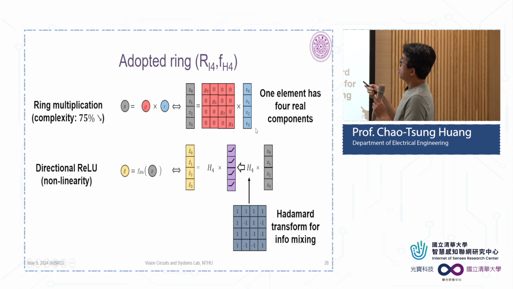But in this case, the information between these channels is not interchanged. So we designed a new directional ReLU to mix the information between these channels. It means that before the element-wise ReLU, we will perform a Hadamard transform first to mix the information between these channels. And after the element-wise ReLU, we will perform the Hadamard transform again to convert back to the original domain.